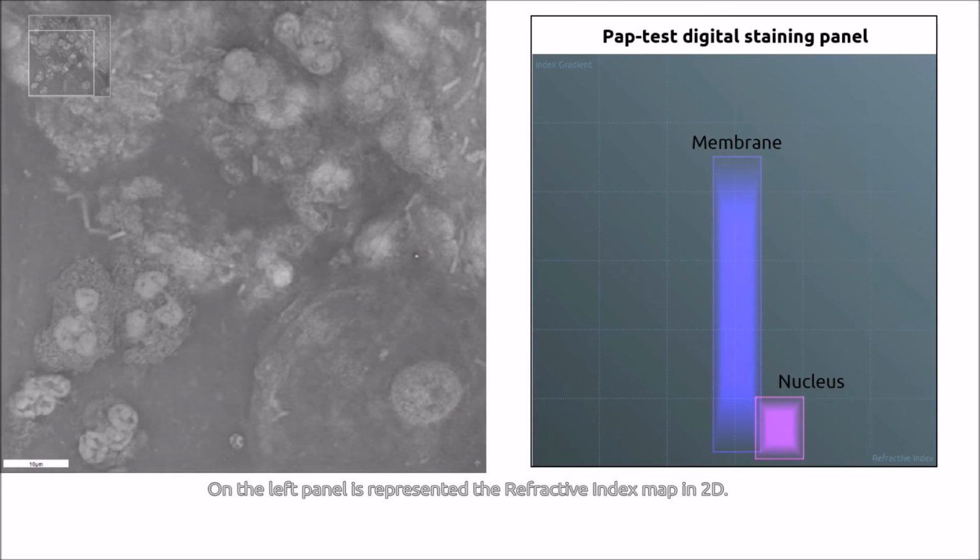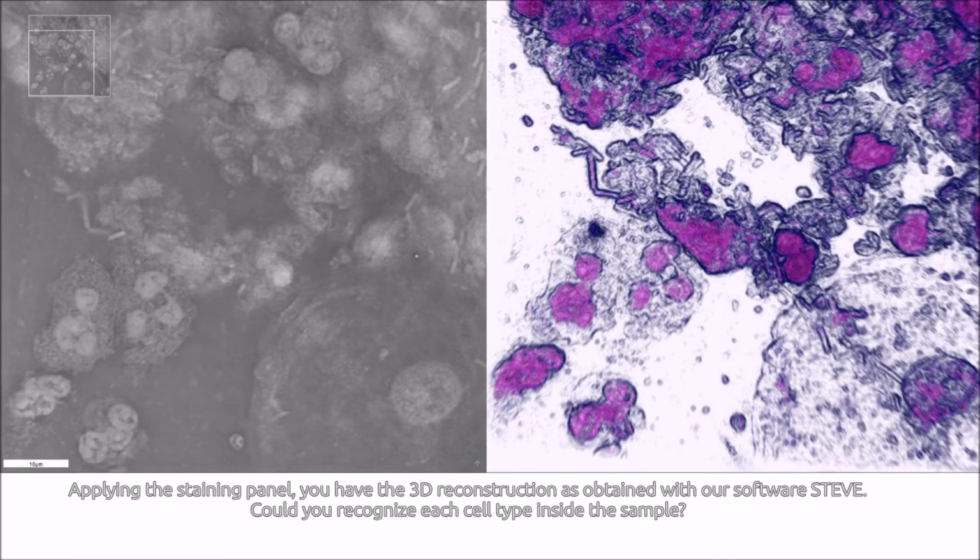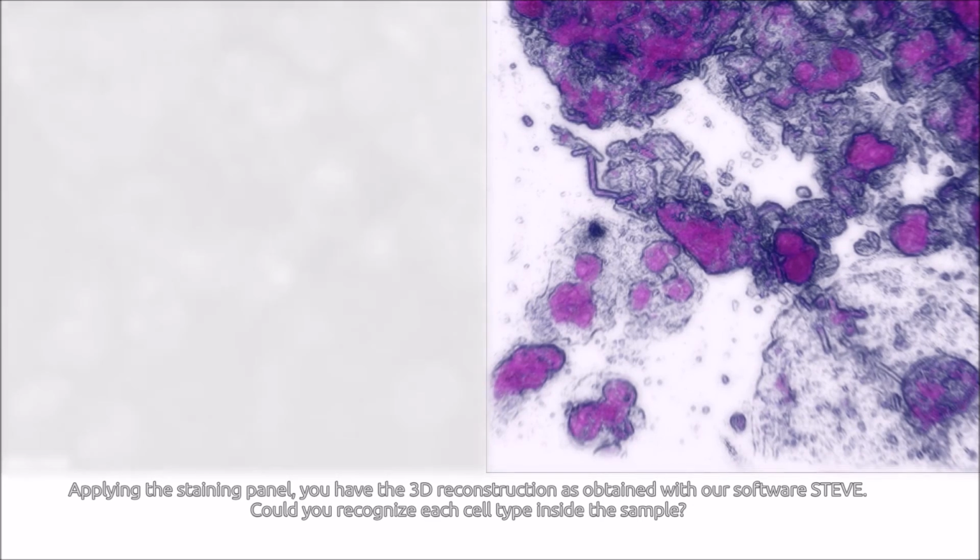On the left panel is represented the refractive index map in 2 dimensions. On the right, you can see the digital staining panel based on refractive index that we used. Applying the staining panel, you have the 3D reconstruction as obtained with our software, Steve. Could you recognize each cell type inside the sample?